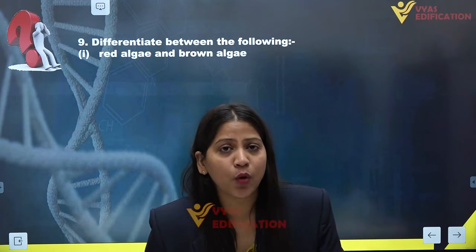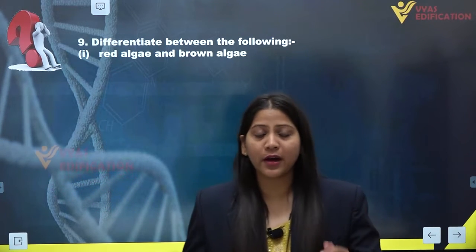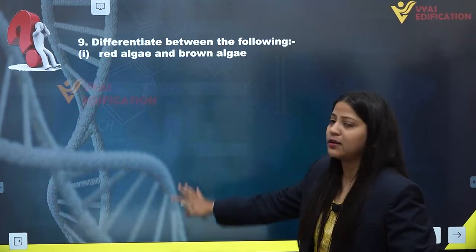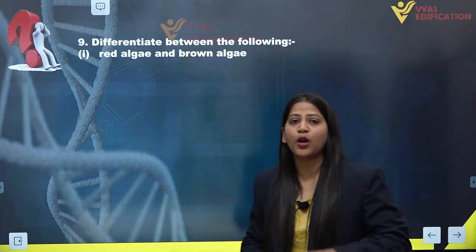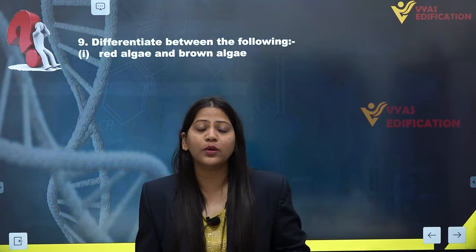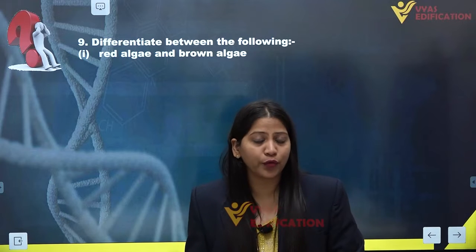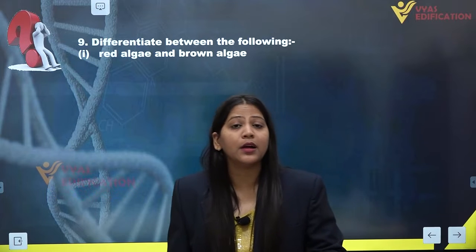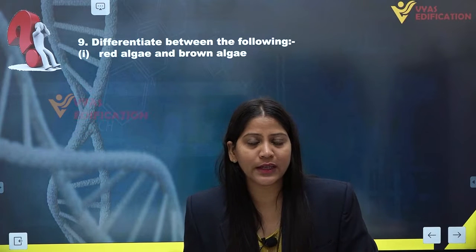So the answer goes like this: red algae are grouped under the class Rhodophyceae. When we are comparing the red algae and brown algae, we will write all the characteristics of red algae here and the characteristics of brown algae here. First of all, we are just discussing the differences between the red algae and brown algae. Now, as red algae are grouped under the class Rhodophyceae, if we talk about the reserve food in them, in red algae, it is Floridian starch, which is similar to the glycogen in structure.